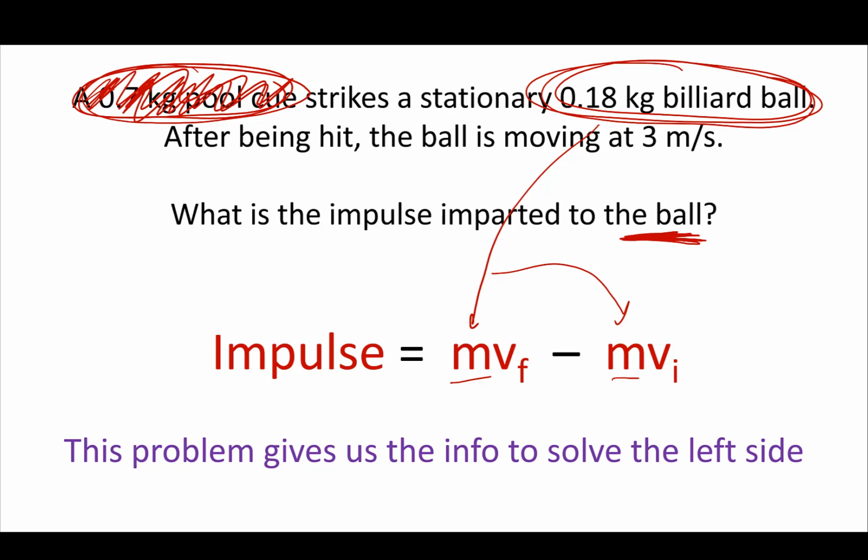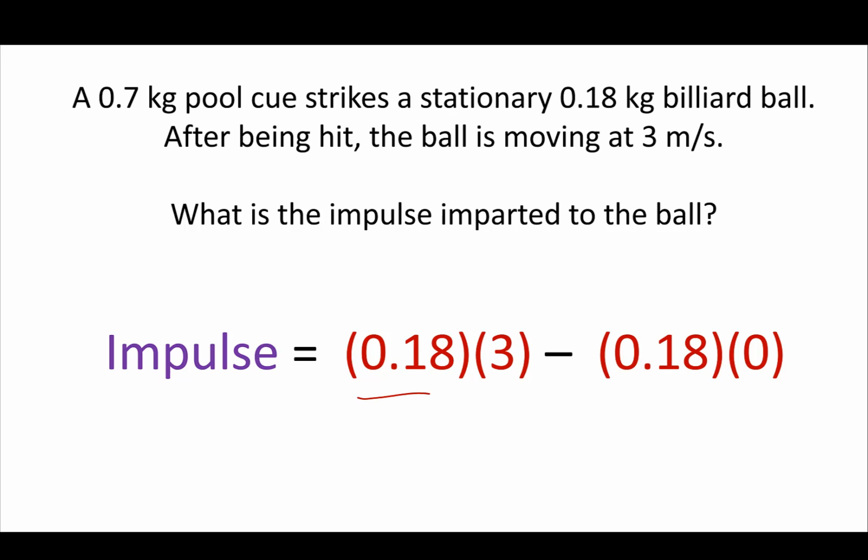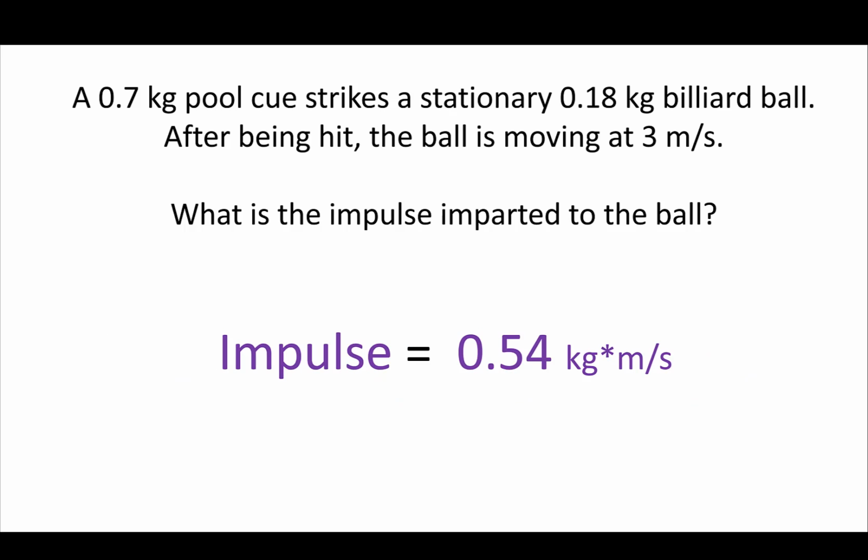So we'll plug in these numbers. The mass of the ball, the final velocity of the ball, the mass of the ball, the initial velocity of the ball. You can put the numbers into a calculator, and you'll get that the answer is 0.54. This is just the unit, kilogram meter per second. So the impulse imparted to the ball is 0.54. That's the answer.